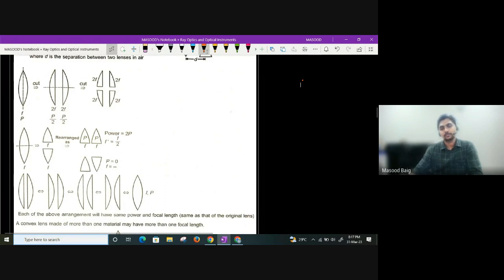Next thing happens to be cutting of lenses, which is also important again. This question came in 2020, I believe, if I'm not wrong. 2021 also we got this question, cutting of lenses. Now we have something called two planes, guys.